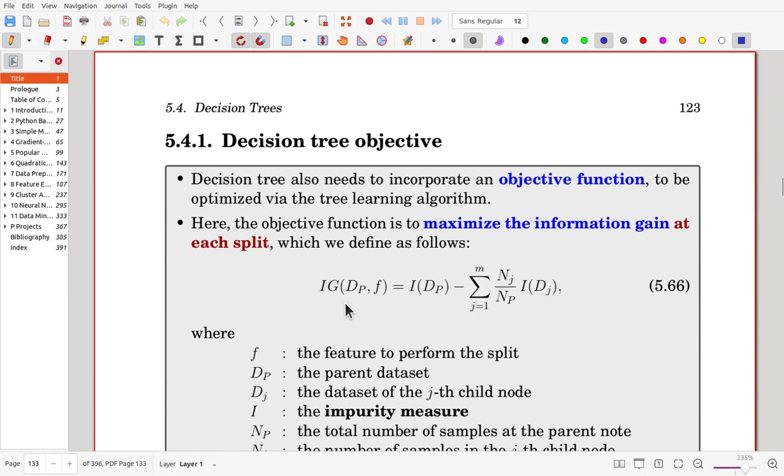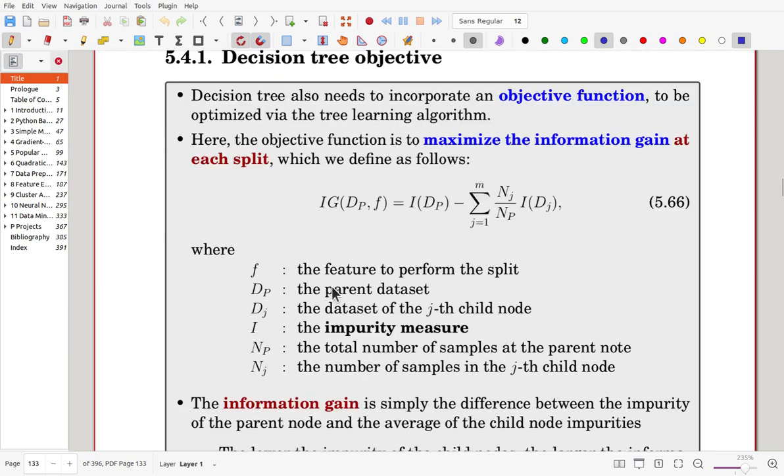Okay, let's consider now the decision tree objective. A decision tree also needs to incorporate an objective function. And here the objective function is the information gain, maximized at each split. This is the definition of the information gain. Now DP is the parent data set. F is the feature. Let's look first at the data.